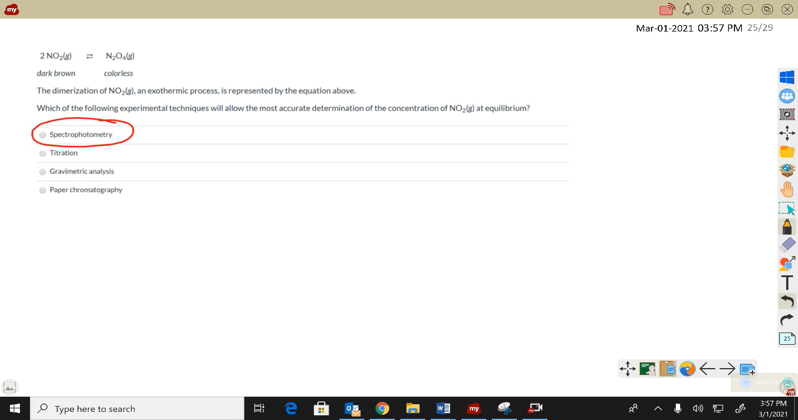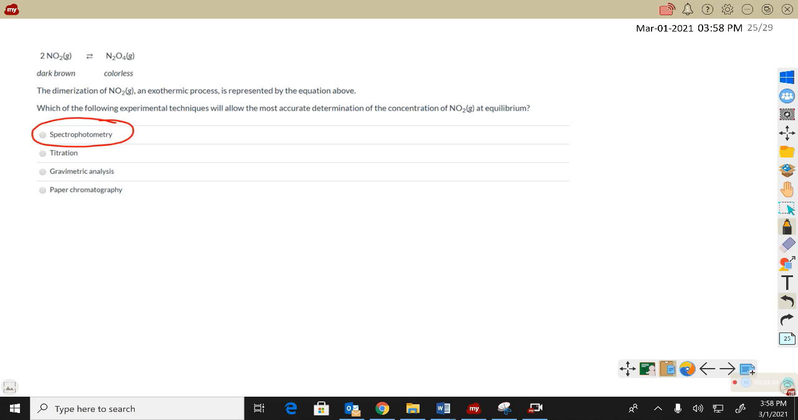So here we do have a reaction that starts out dark brown, and as it progresses, it forms colorless products. So it should lighten over time. So spectrophotometry would be an option. Not titration, that's like mixing solutions of known concentration. These are gases. Gravimetric analysis is like separating a precipitate from a solution by filtration.